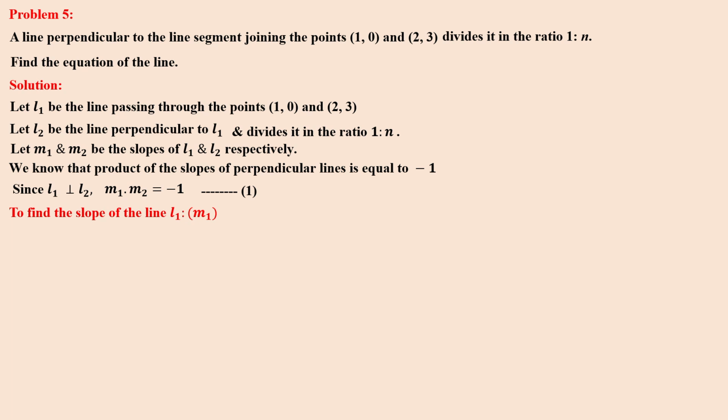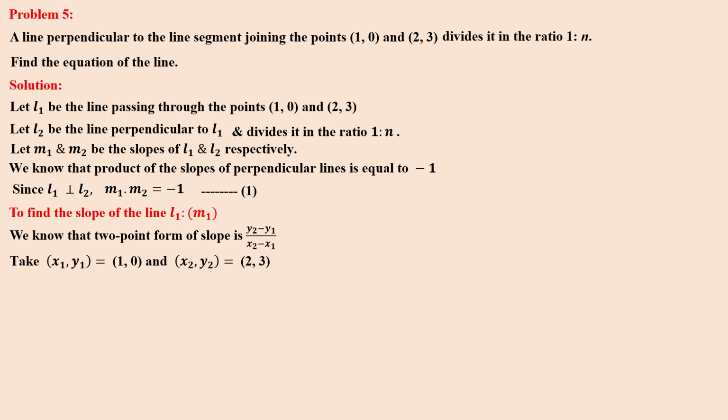Now first we are going to find the slope of the line, m1. L1 passes through the points (1, 0) and (2, 3). We know the two-point form of the slope, (y2 minus y1) by (x2 minus x1). Here (x1, y1) equals (1, 0) and (x2, y2) equals (2, 3). Applying that, m1 equals (3 minus 0) by (2 minus 1). So m1 equals 3. That is equation number 2.